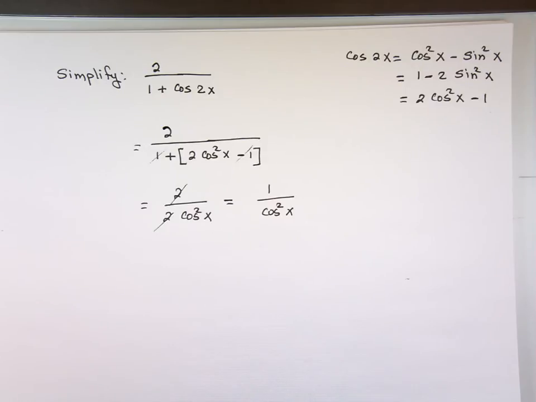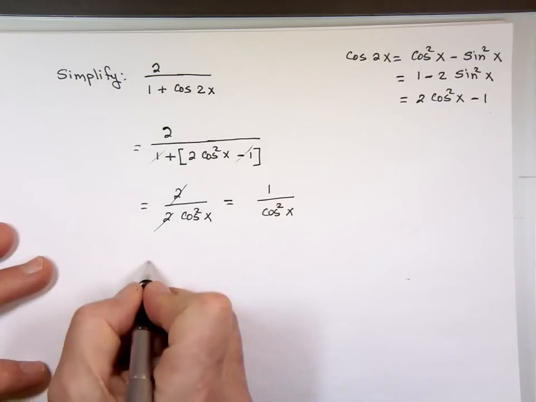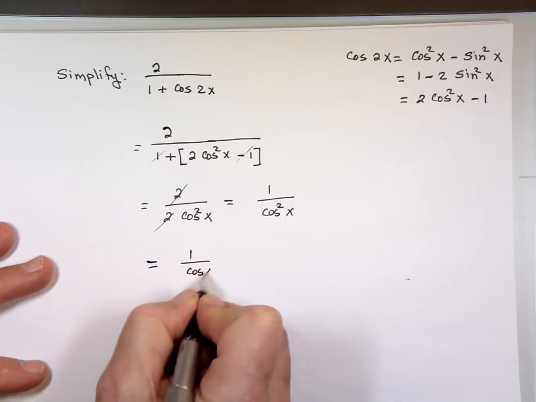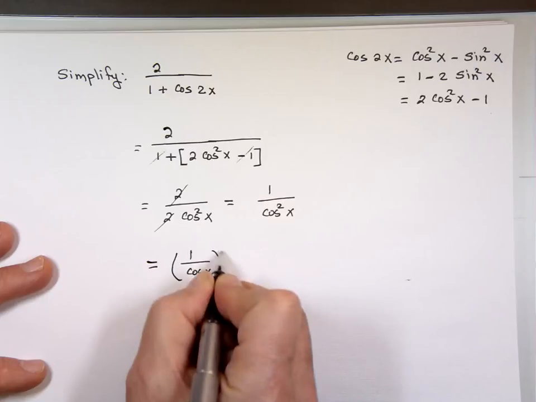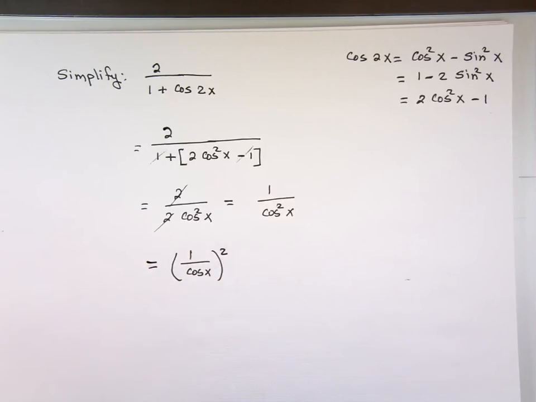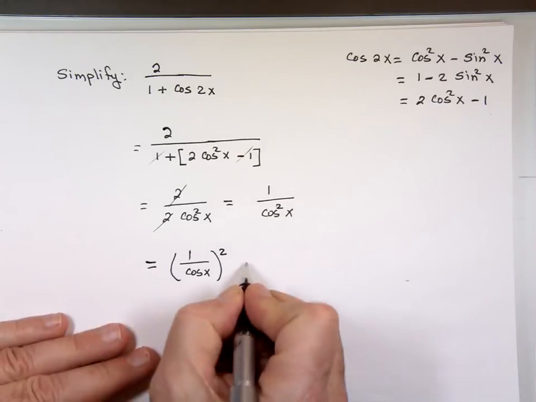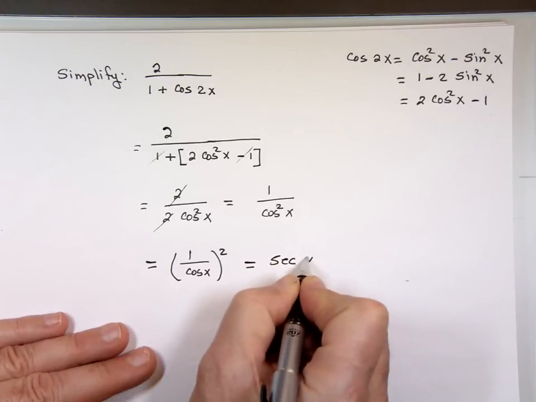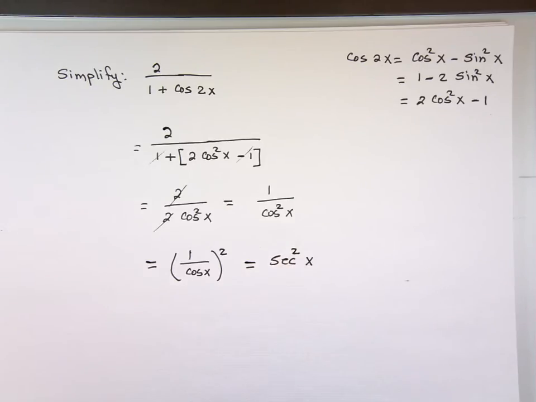And what is 1 over cosine, we know? Because you can write that as 1 over cosine x, the whole thing squared. 1 squared is still 1. Cosine squared will give me that one. What's 1 over cosine? Secant. And you gotta square it. So the answer to that, if you simplify it, is secant squared x.